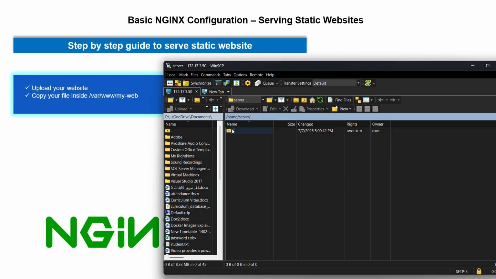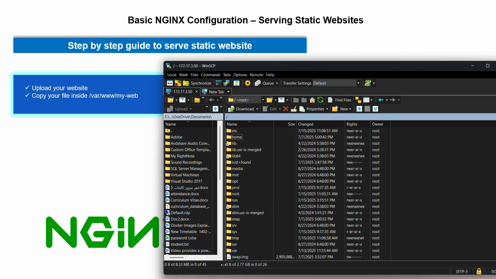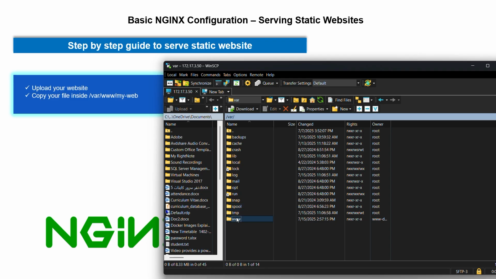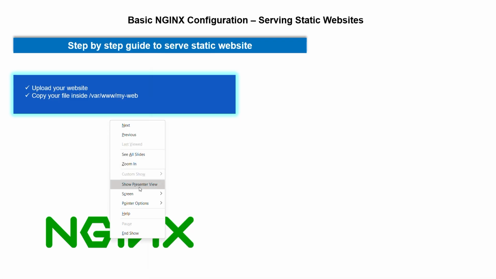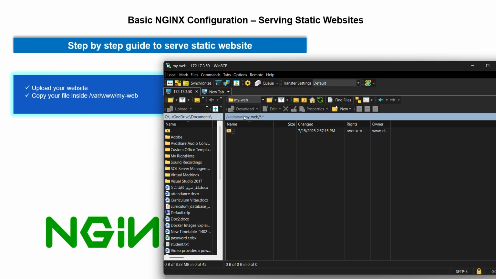Now I am logged into my Ubuntu server. This is the root directory. Let's find /var/www. This is the default HTML page that is served by Nginx by default. After installation, I have created this folder and I will copy all my files inside of this directory. Let's copy them.